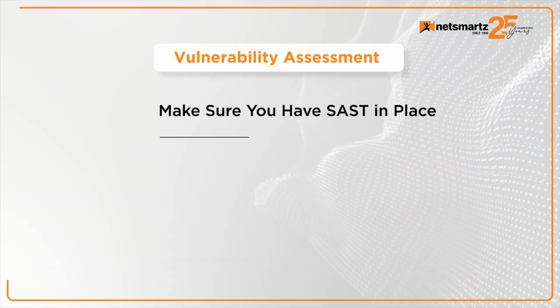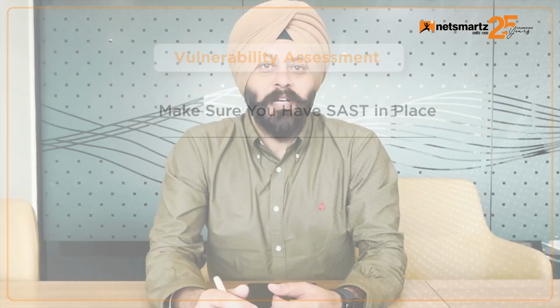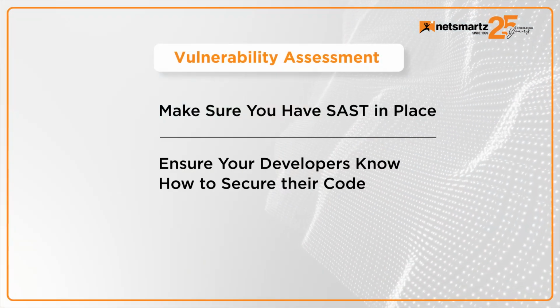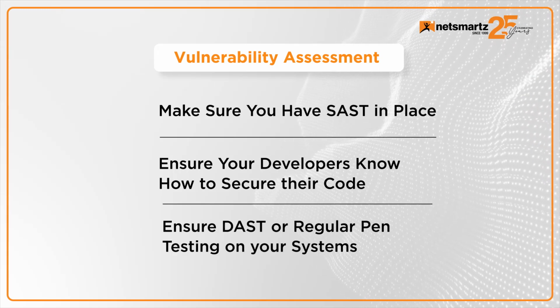Another thing, I would say the most important thing, is vulnerability assessments. Make sure you have SAST, that's static code analysis, in place, so that even before your code is deployed into production, it's checked for vulnerabilities, and your developers know how to secure their code. Another important perspective is DAST, or dynamic security controls, or pen testing as we call it. Make sure you have regular pen testing happening on your systems, you review those reports and you fix the issues you find. These are the basic steps we should have in place to make sure that your SaaS business is protected and safeguarded against hackers and unauthorized attempts.